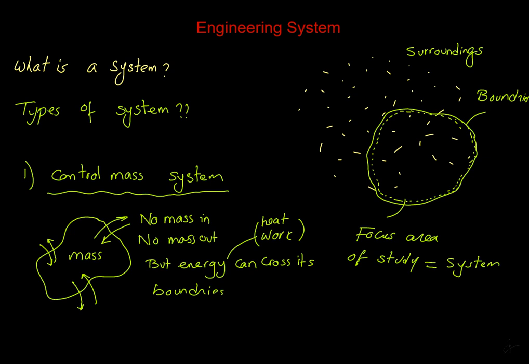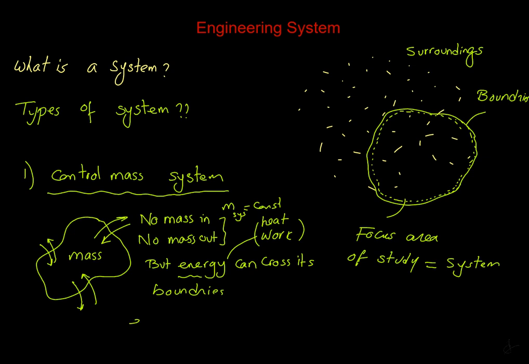Again, the characteristics of the control mass system: the mass inside the system remains constant. No mass is allowed to cross the boundary, so there is no mass in or mass out, and these two lead to keeping the mass of the system always constant. But there is no restriction on heat or work, which are different forms of energy, crossing the boundaries of that system. So that's the first type of system that we analyze.